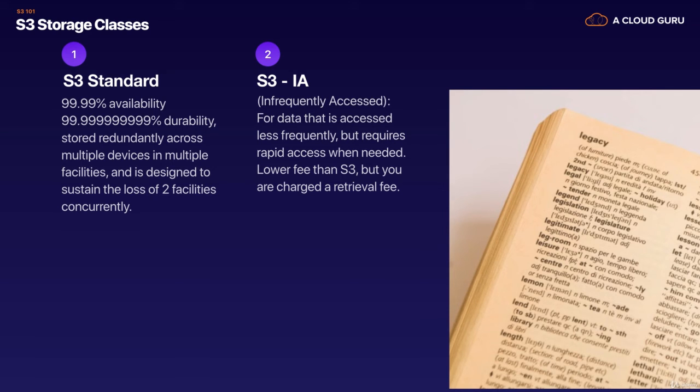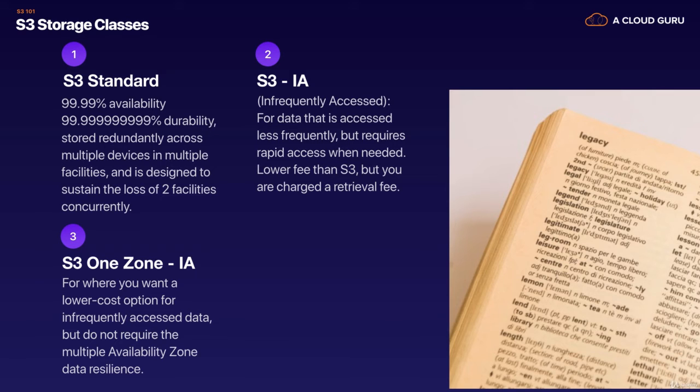We then have S3 infrequently accessed, and this is basically for data that is accessed less frequently but requires rapid access when you need it. So you get a lower storage fee than S3, but you are charged a retrieval fee. So if you've got data that you need to be able to instantly access, but you pretty much don't use that data regularly, maybe you only need to check it at the end of every month, then you'd want S3 infrequently accessed.